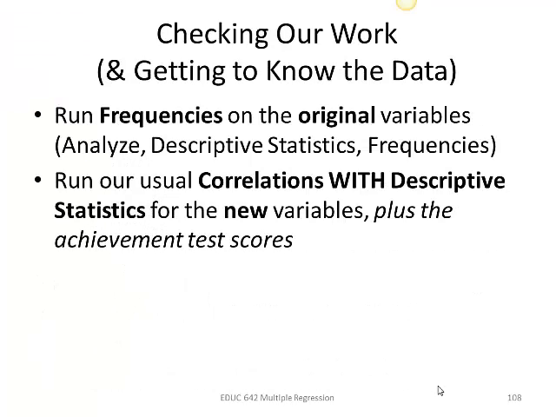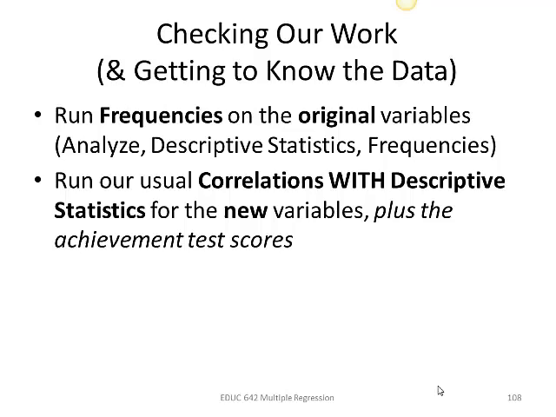Okay. So another way to check on your work, and you can follow along if you want to, or just look at the slides themselves, is to run the frequencies just for the original variables, but then to actually run your correlations with descriptive statistics for the new variables. Why would I do that? Because I'm killing two birds with one stone. I can still check to see if I've recoded correctly, but then I'm also getting to know my data.